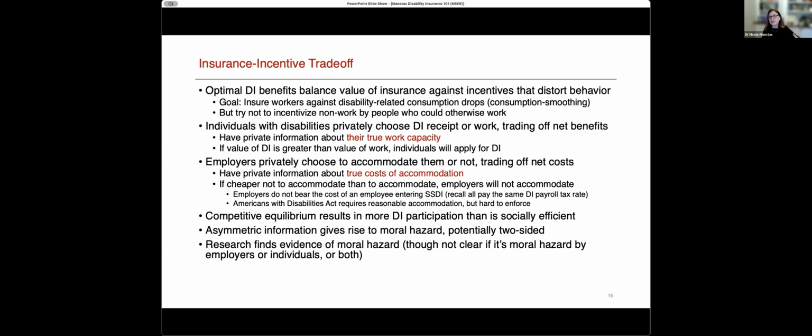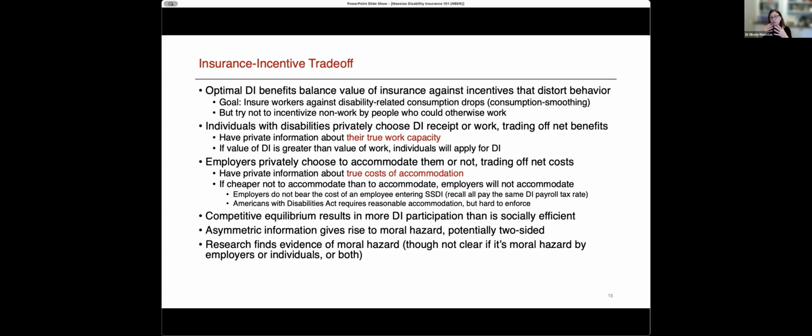And the employer side of things also doesn't get enough attention in the literature owing to data issues. Employers have a duty under the law to provide reasonable accommodations to workers who experience disabilities. But there too, they have private information about the true costs of accommodating somebody that we will never really know. So you wind up with a situation where you could have some people on the program who truly don't meet the criteria, and some people who truly meet the criteria but are not on the program, right?